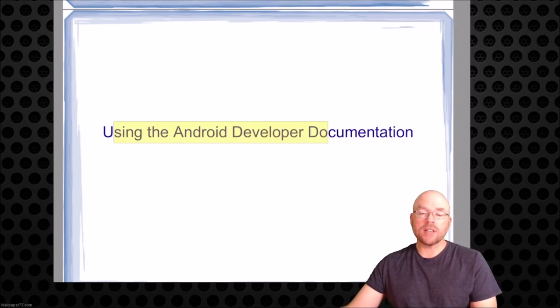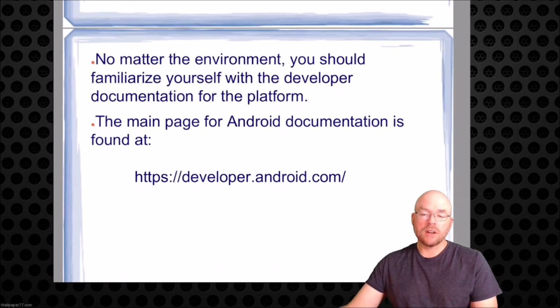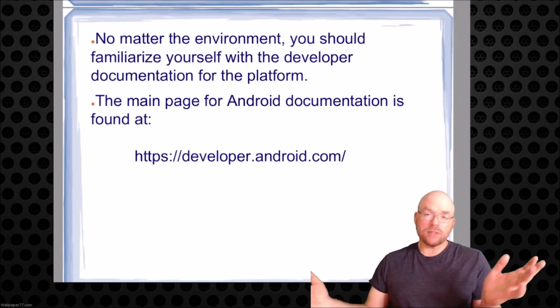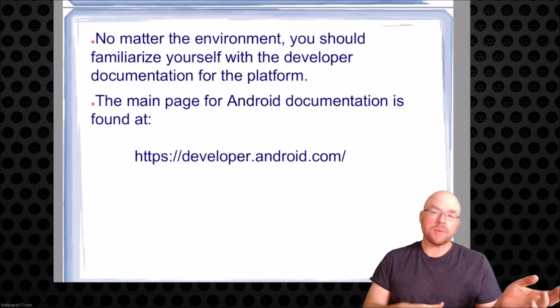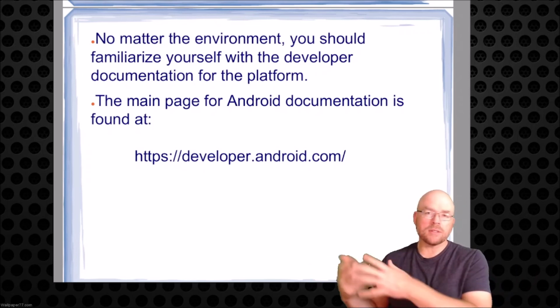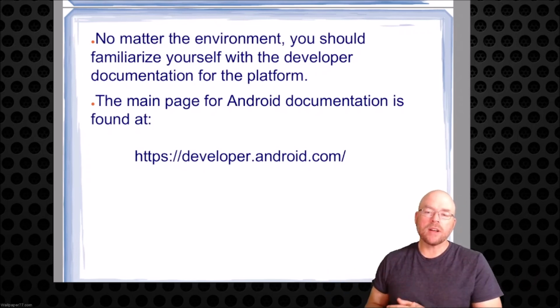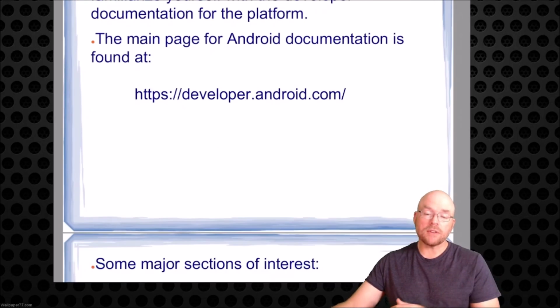Okay, so using the Android developer documentation. It doesn't matter what you're doing, if you're programming in C++, Java, Python, Android, it's always a good idea to be aware of the developer documentation, right? Documenting the different classes, the different functions, the best practices, different guides for how you should lay out UI, all that kind of stuff. The main page for Android documentation is found at developer.android.com, strangely enough.